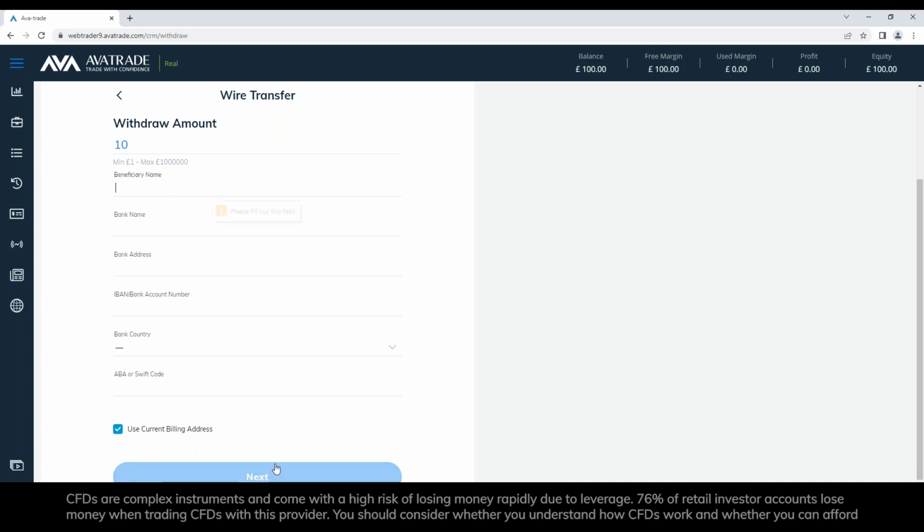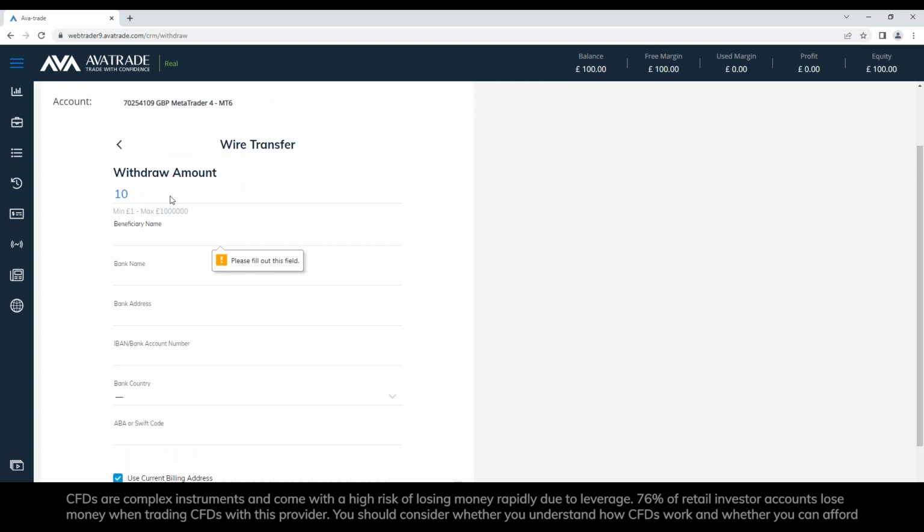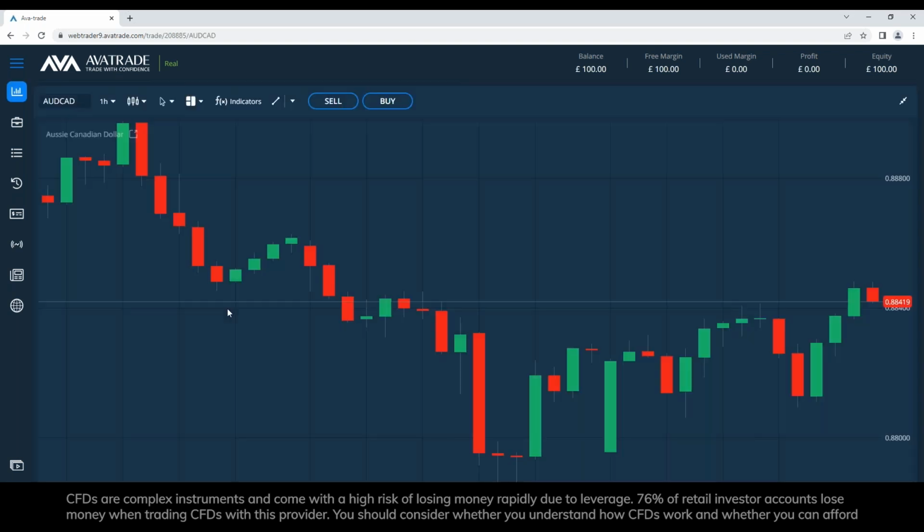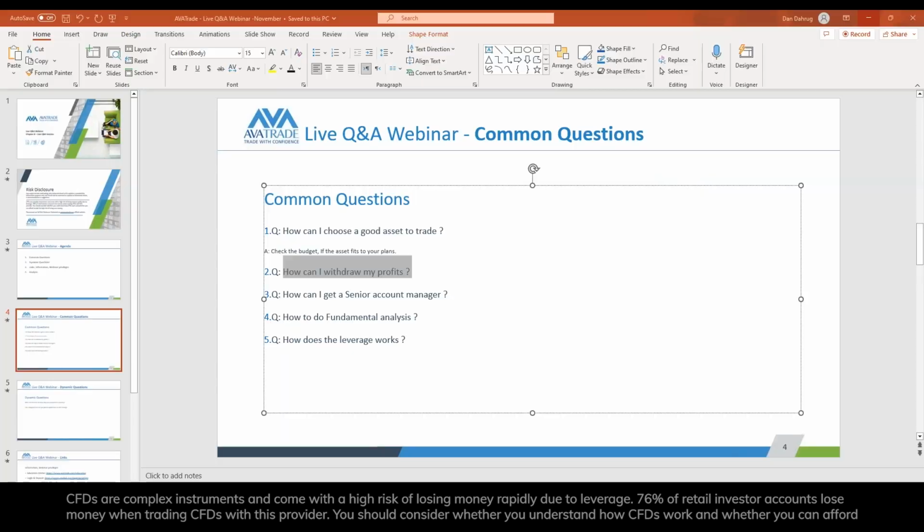Okay, and then I'm going to click next. Of course, if everything is filled in completely, it's not going to complain with this message, right? It's just going to let me through, and I should receive it in a few days. Yeah, so that's basically about the withdrawal. Are there any questions about that?